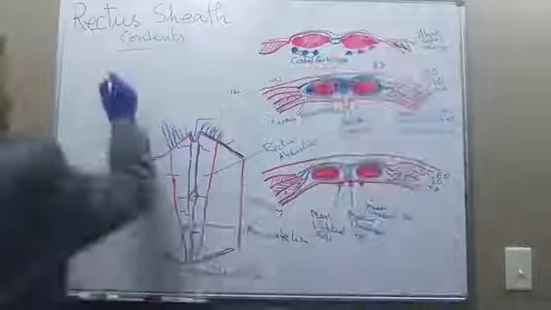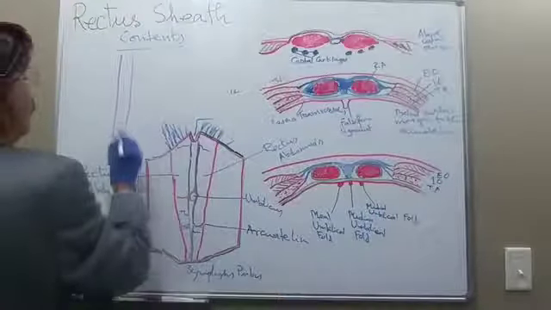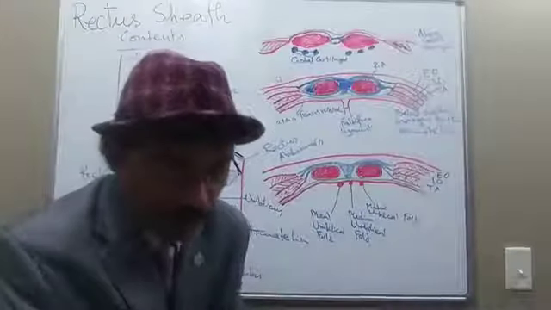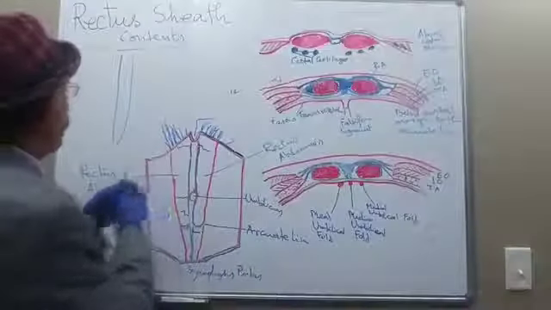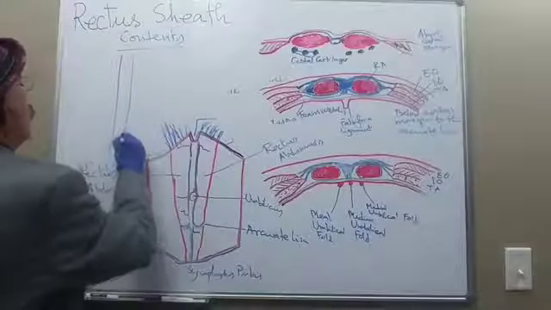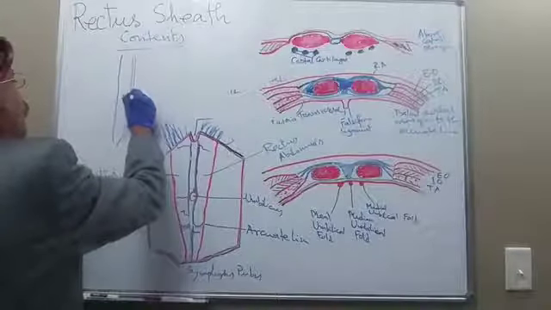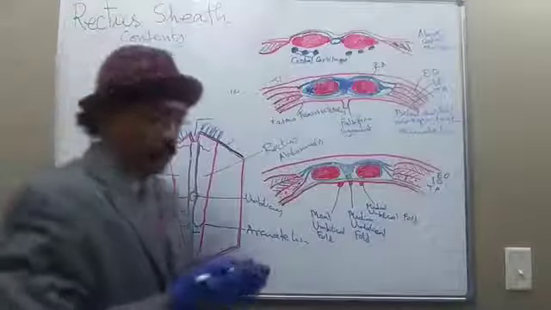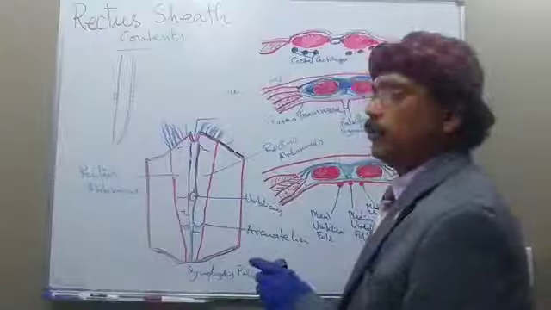So if this is the rectus abdominis muscle here, then the superior and inferior epigastric arteries will anastomose here, around the level of the umbilicus. Okay. So for the rectus abdominis muscle, we got the nerve supply.